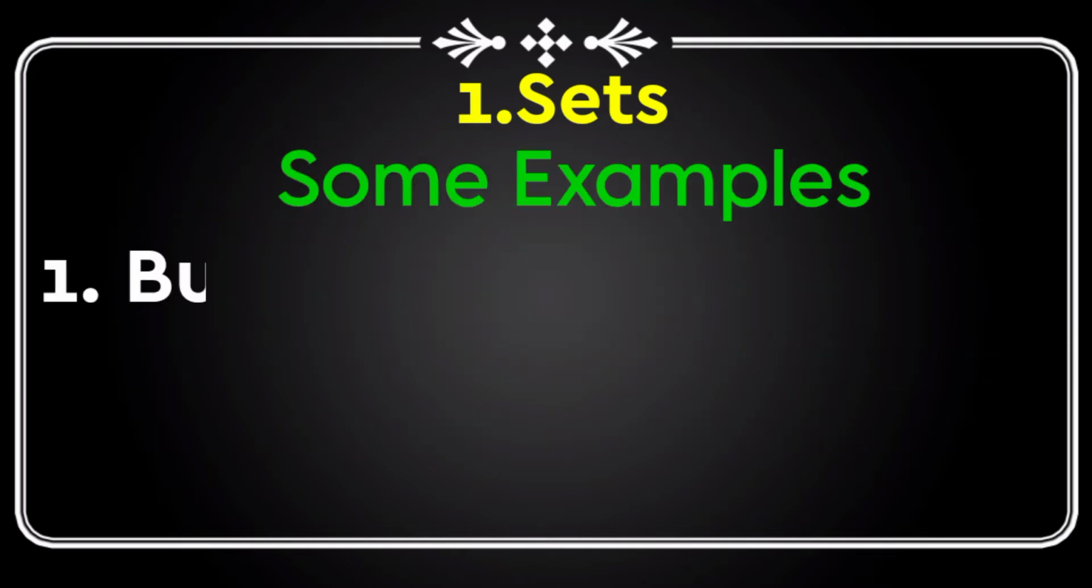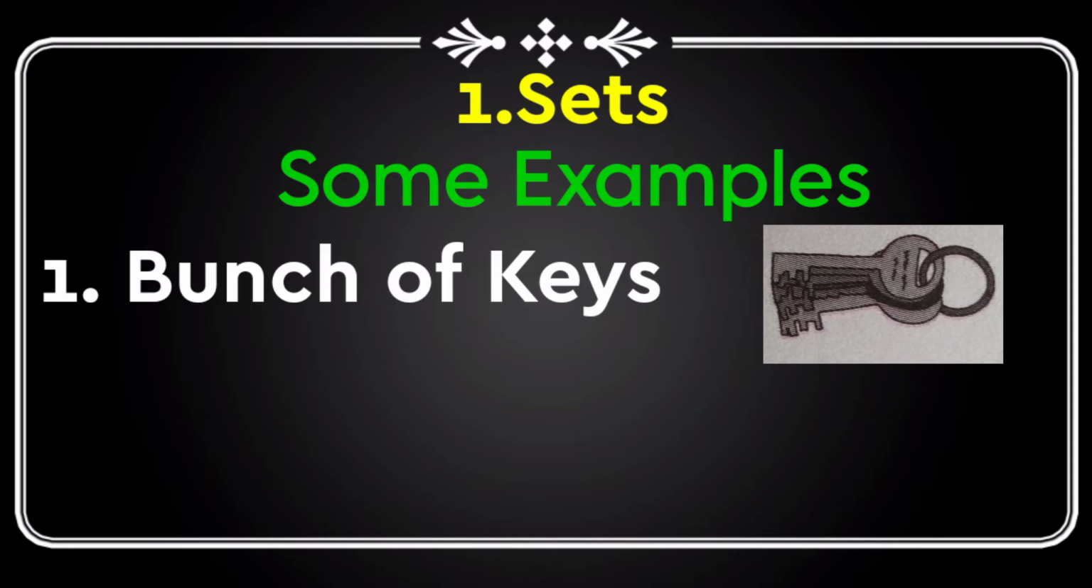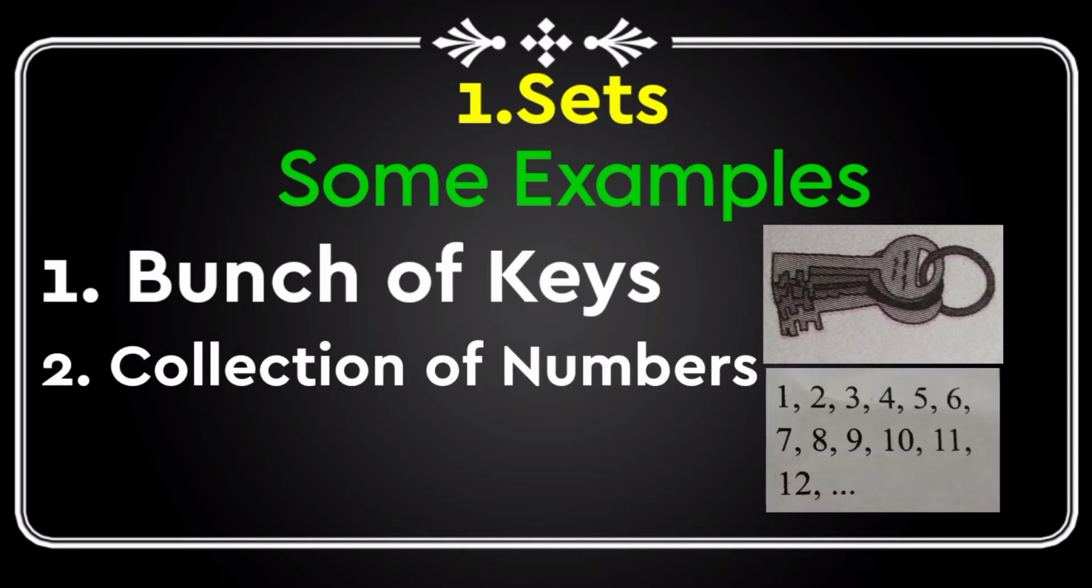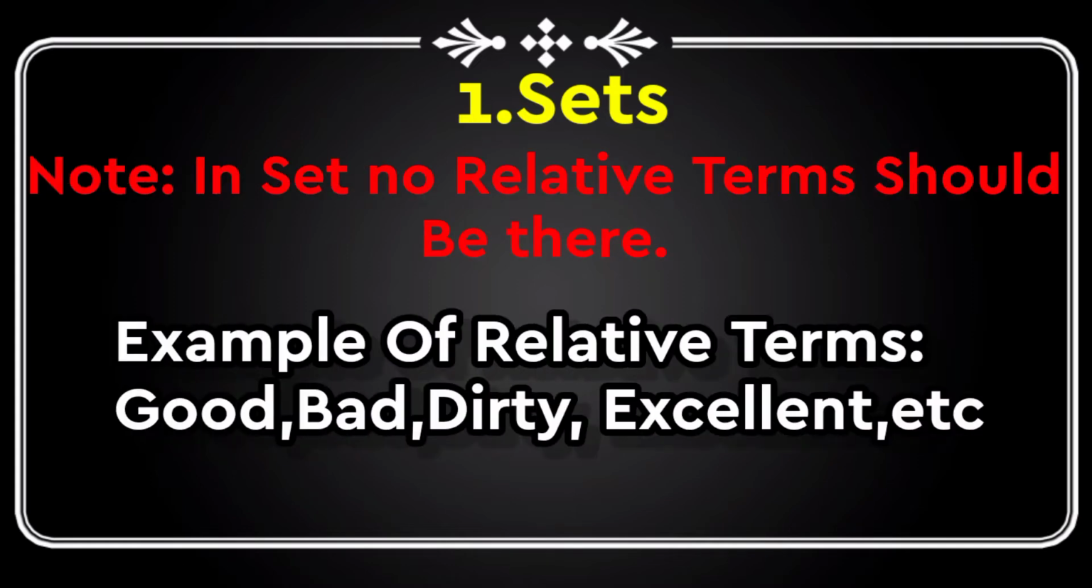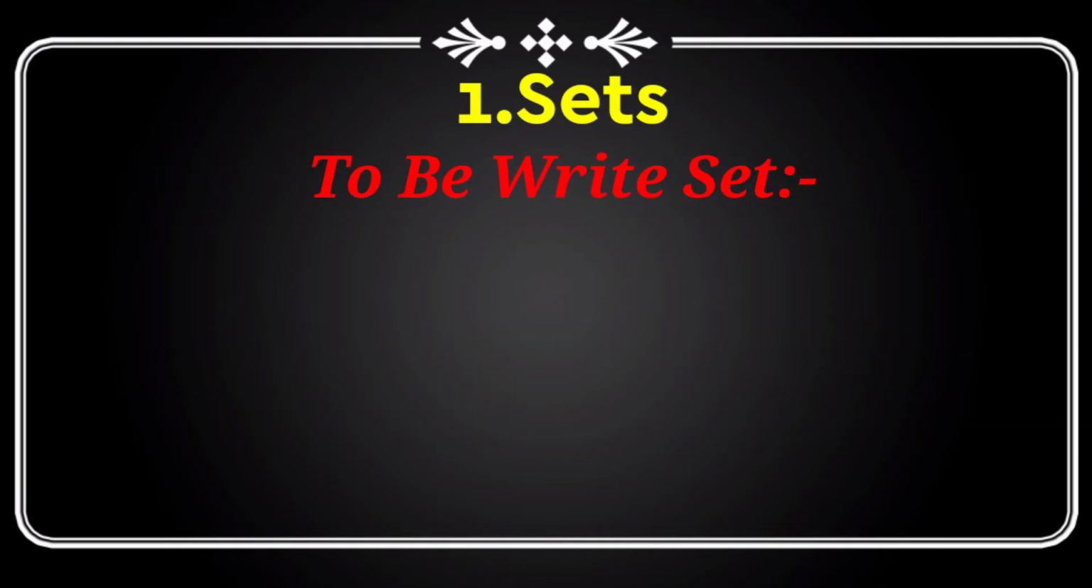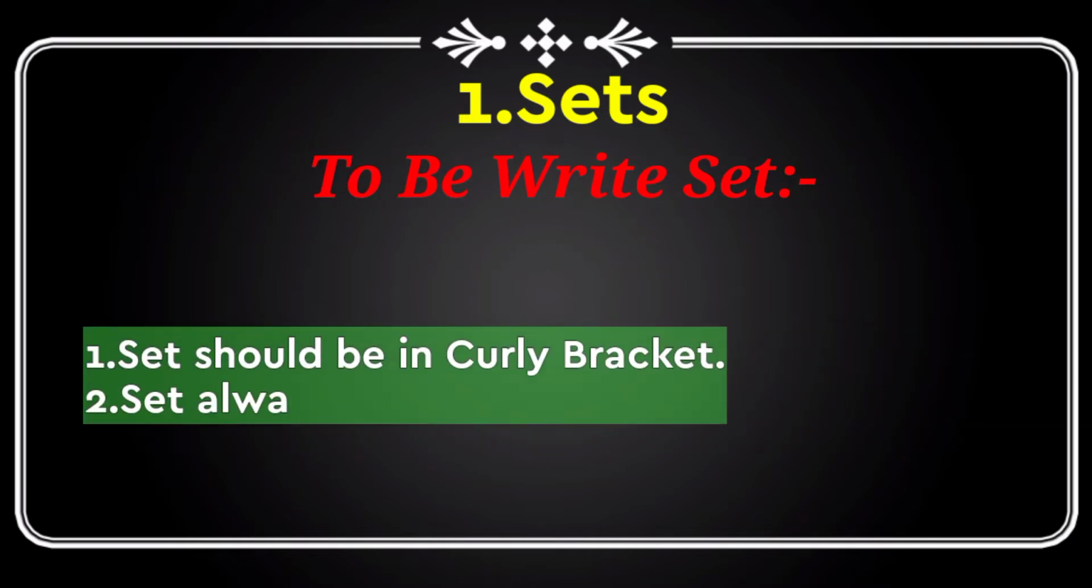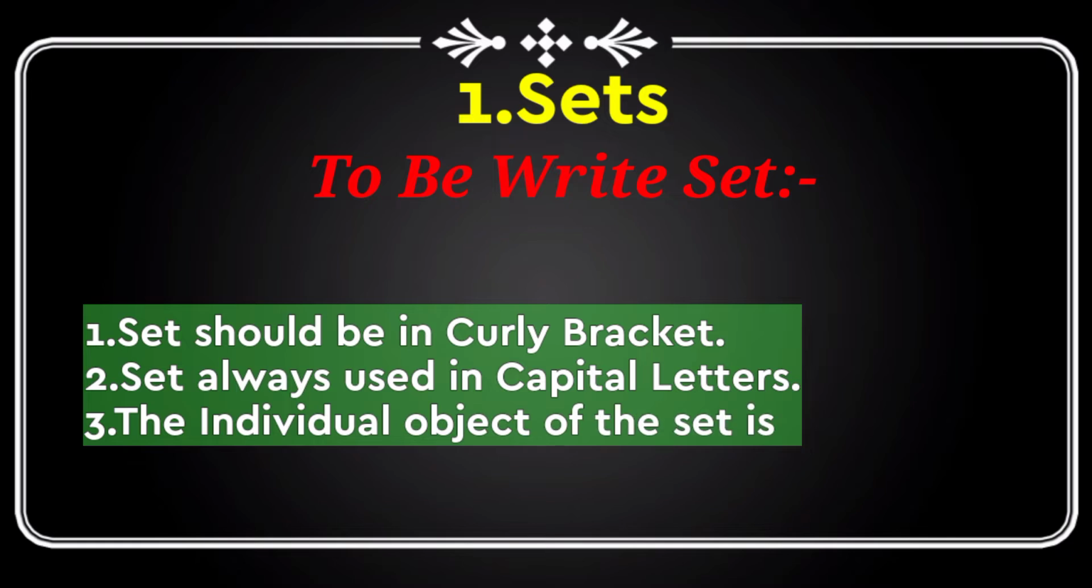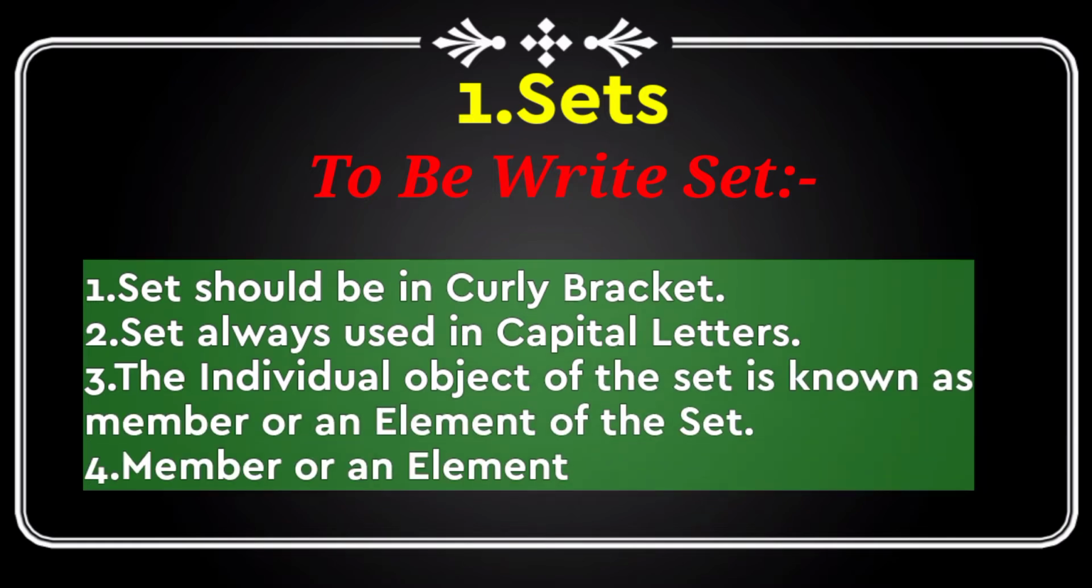Some examples: a bunch of keys. Second, a collection of numbers. Always note that in a set no relative terms should be there. Examples of relative terms. To write a set, it should be in curly brackets. A set is always written in capital letters.